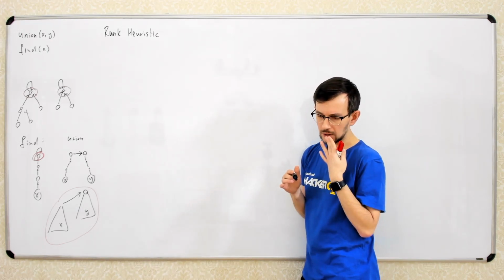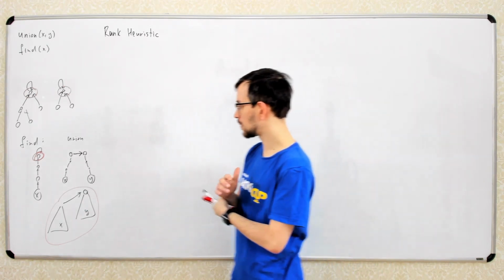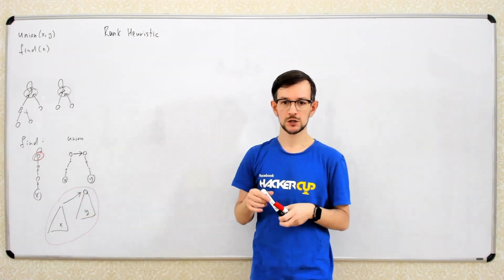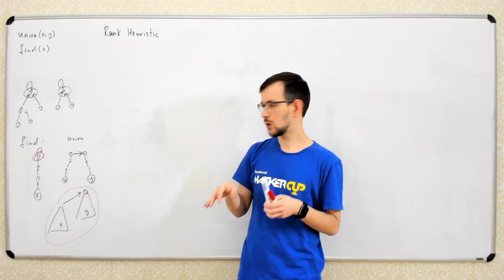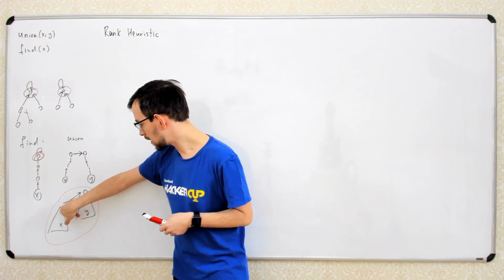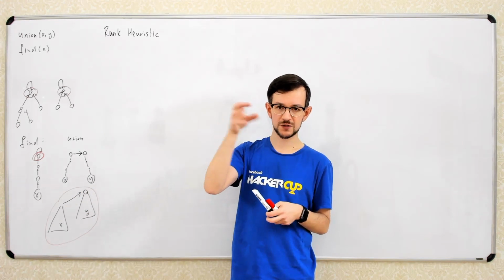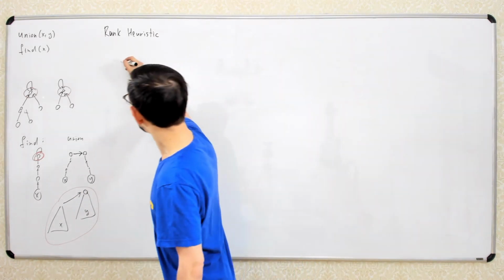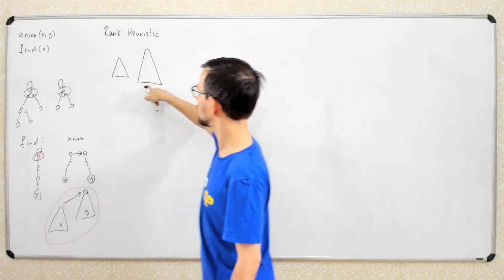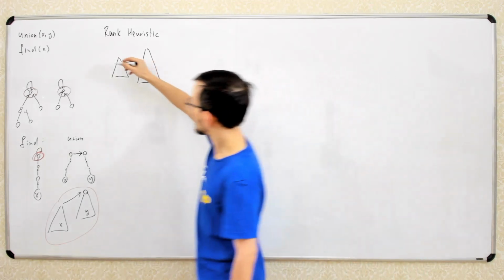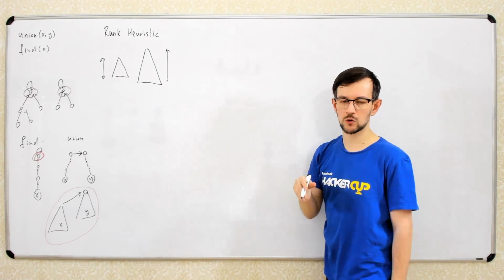So the rank heuristic works like this. We try to make these trees balanced. When we make the union of two sets, we need to make a link from one tree to another tree. We will always make the link from the smaller tree to the bigger tree. So we have one tree that is small, another tree that is big. We will calculate this height, and this height we'll call the rank of the tree.